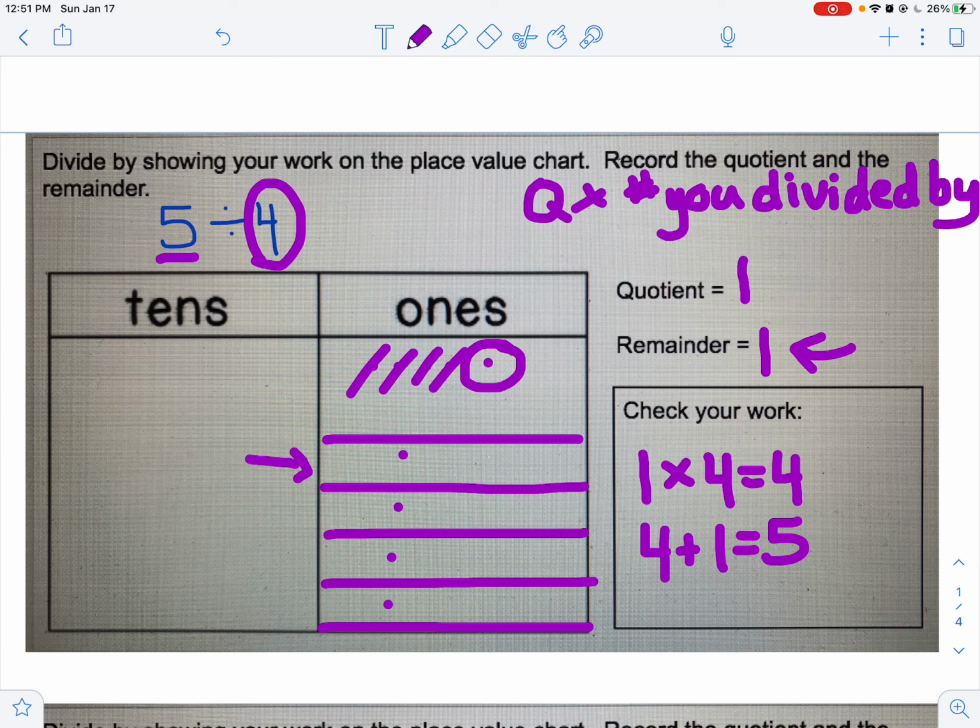And get your answer, get your product, and then take your product and add your remainder plus the remainder. And it should give you your dividend, your first number you started with. You may want to write that somewhere, so pause it and write that down if you want to remember those steps for checking your work.